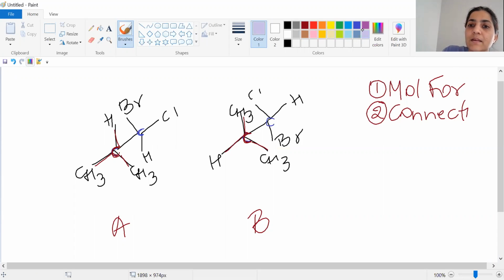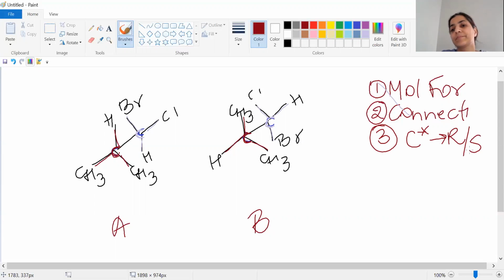What about my second carbon? For my second carbon, I have one bromine, one chlorine, one hydrogen. For my second carbon in structure A, I have exactly the same atoms: chlorine, bromine, and hydrogen. So my connectivity is exactly the same. What is the next thing that I want to look at? I'm now going to assign the chiral centers as R or S.